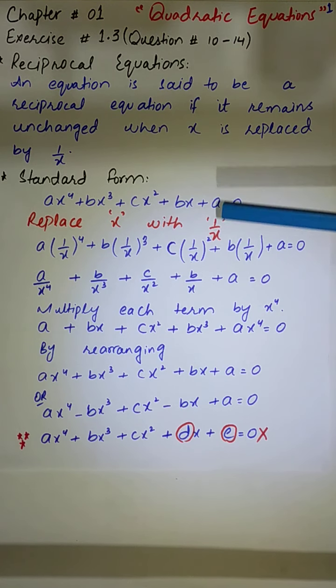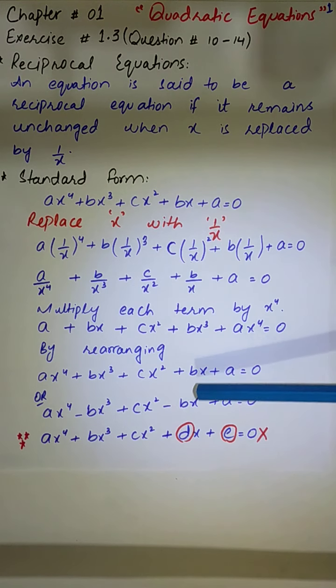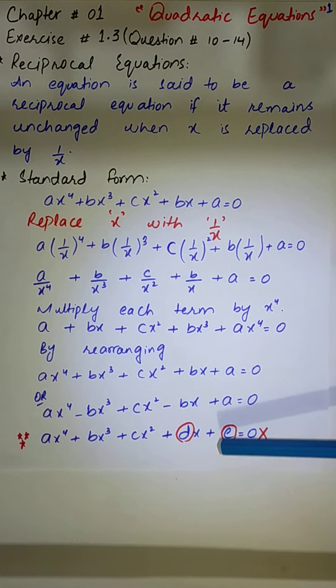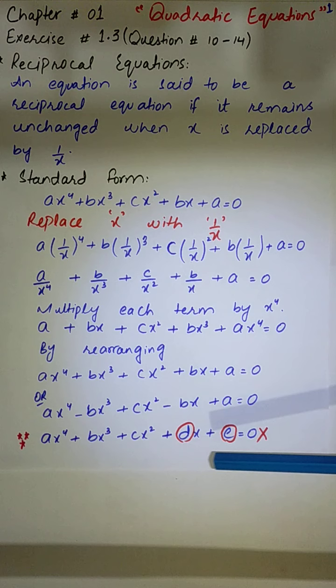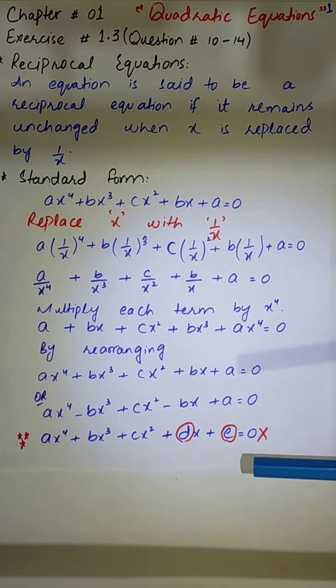This is the reciprocal equation, and you can also write it with alternate signs, but don't make this mistake: ax^4 plus bx cube plus cx square plus dx plus e is equal to 0. You cannot write D and E, it is B and A. B and A will repeat because we have to combine the terms in the question. I will explain this step in the question. Just make it clear that you will not write D and E, it will be B and A again.